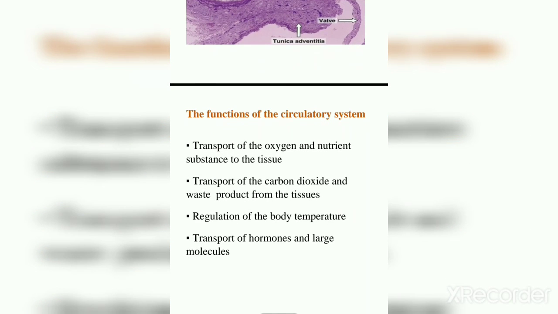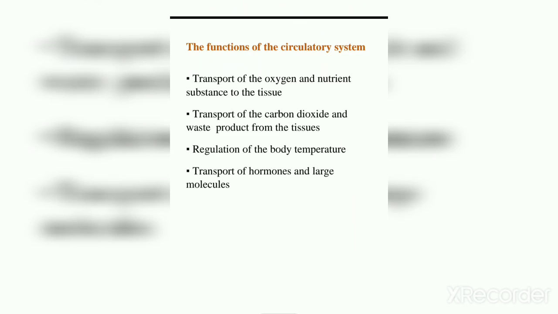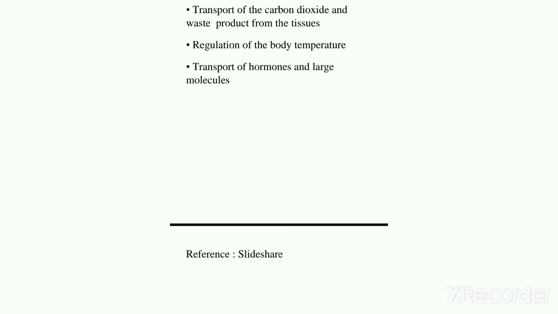The function of the circulatory system: transport of oxygen and nutrient substances to the tissue, transport of carbon dioxide and waste products from the tissue, regulation of the body temperature, and transport of hormones and large molecules.